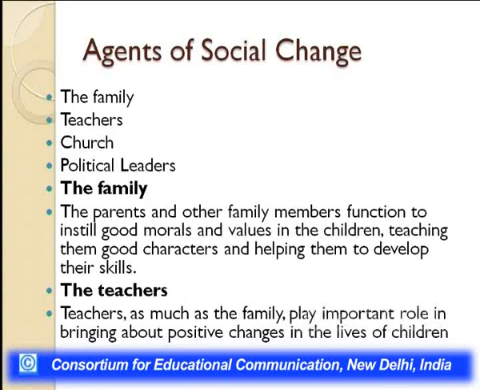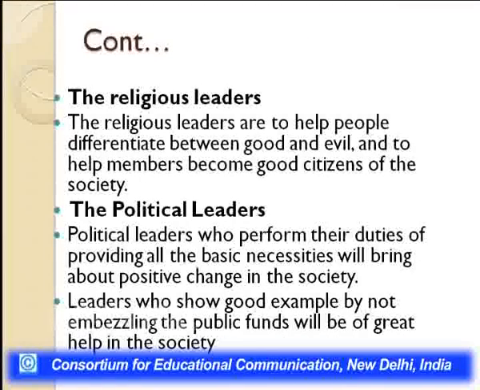There are a large number of agents of social change: teachers, family, church, political leaders, which contribute in different ways. The family is the first institution where people learn values and norms, so it can bring about change by teaching the new generation of children new values and new norms. The school or the teachers also tell us about the changes that are taking place in the society.